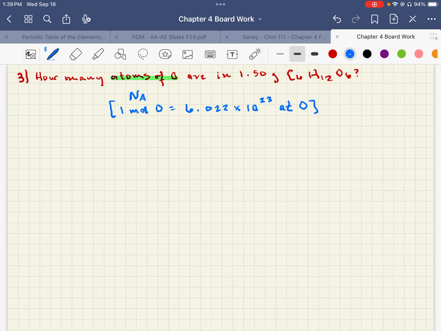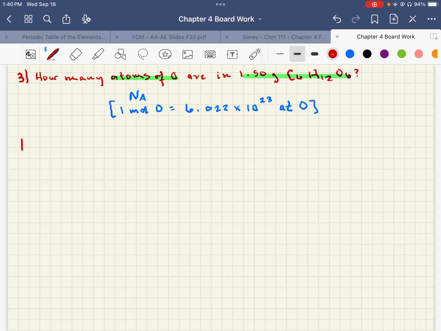So you've got to get from mass of C6H12O6. You've got to compare it to the number of oxygens, so that means you've got to go to moles, and then you go to atoms. So I want you to pause and try that, and then come back after you're finished and see if you've got the work correct. I'm going to continue on working.